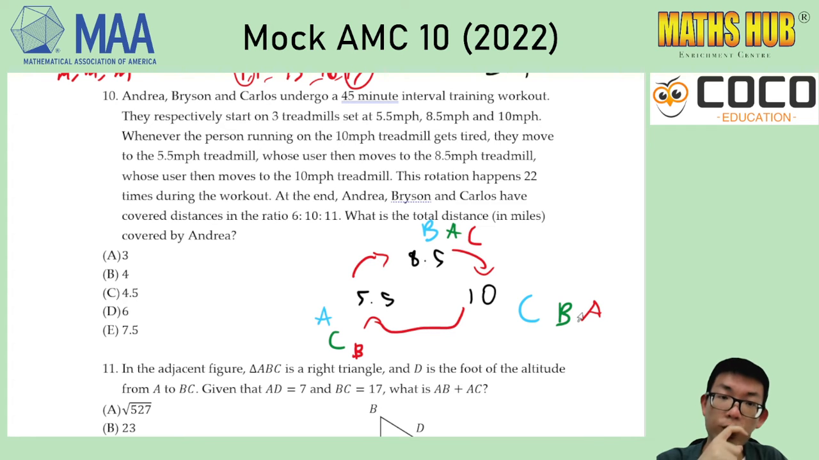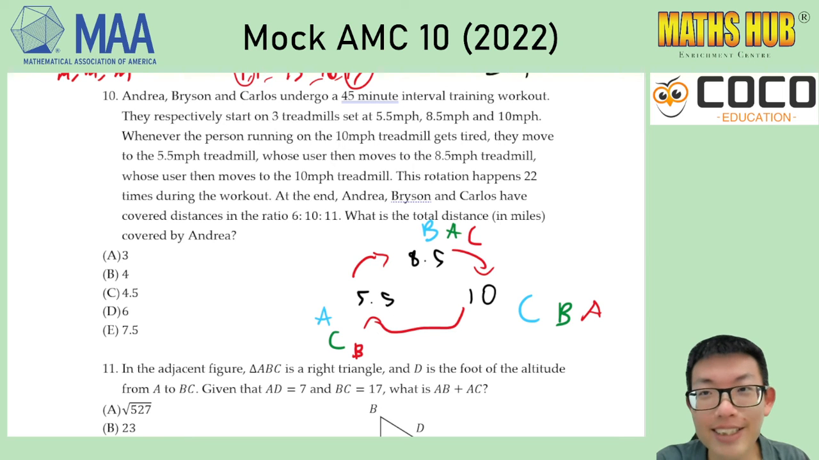But that isn't very useful because we don't really know whether the time intervals are the same or not. In fact, it can't be the same, otherwise the distances wouldn't be in such a ratio, they would be all around equal. So it means that Andrea probably spent a lot of time on the 5.5 one, Bryson spent more time on the 8.5 one, Carlos spent more time on the 10 one, something like that. But the key observation here is that all the treadmills are always running throughout.